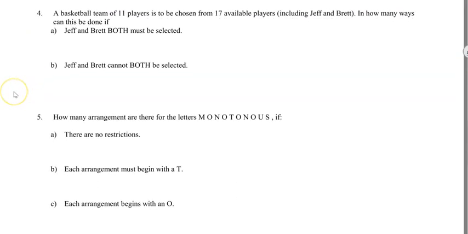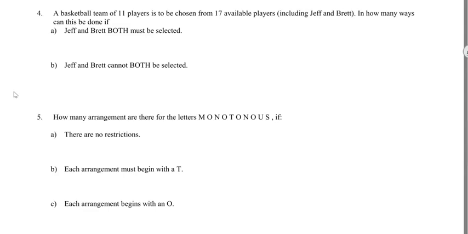Basketball team of 11 players is to be chosen from 17 available players, which includes Jeff and Brett. In how many ways can this be done if Jeff and Brett both must be selected? Okay, so we want them both on the team. Figure it out. I'll pause.